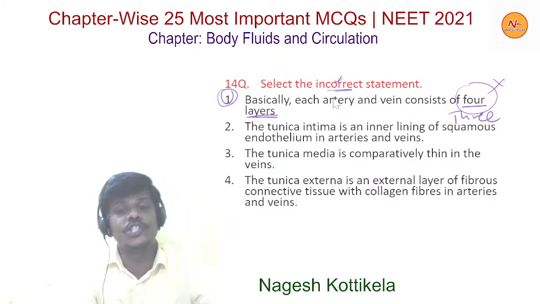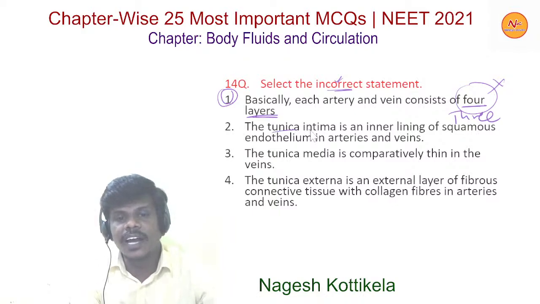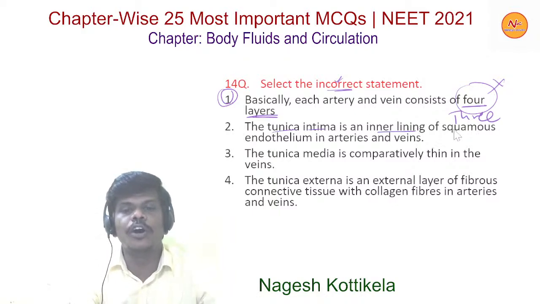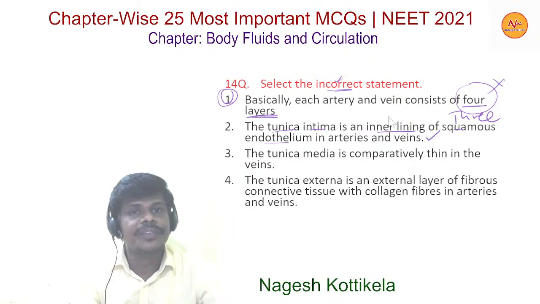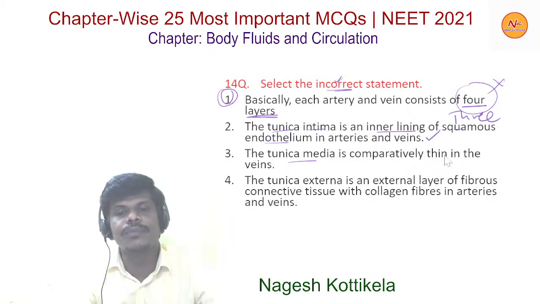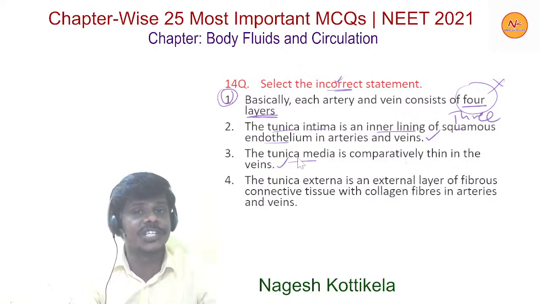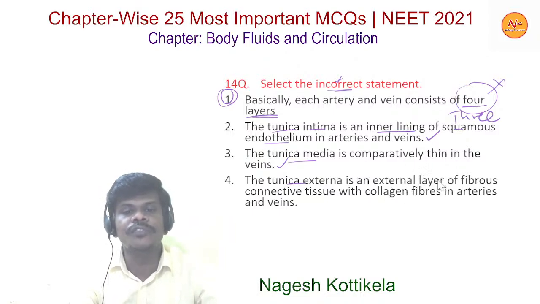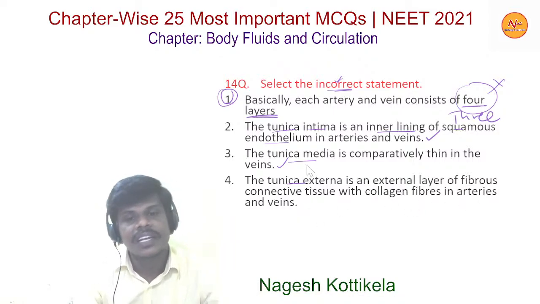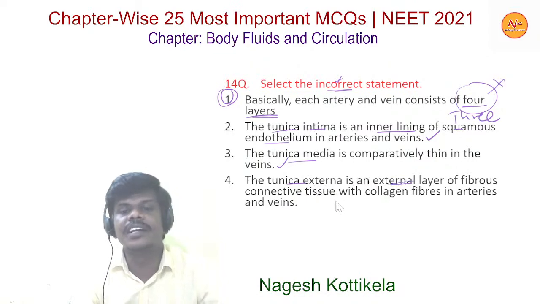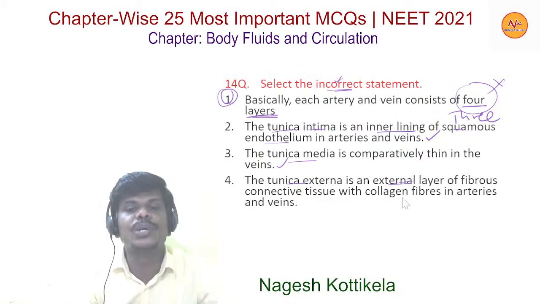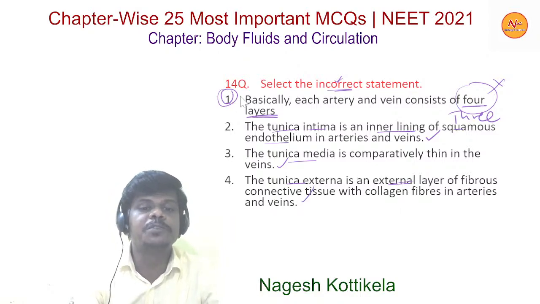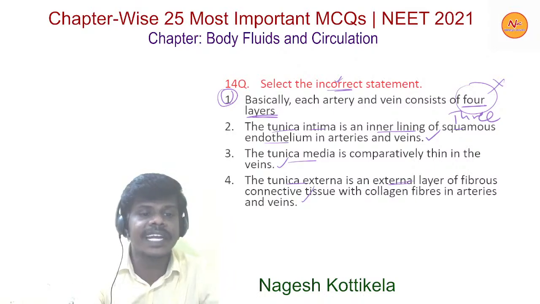If we check the other statements, like second option, the tunica intima is the inner lining of squamous endothelium in arteries and veins. This is right. And the tunica media is comparatively thin in the veins. Yes, this is right statement. And the tunica externa is an external layer of fibrous connective tissue with collagen fibers in arteries and veins. Yes, this is an external layer consisting of fibrous connective tissue and collagen fibers. This is right. So option 1 is incorrect. Now moving to the next question.